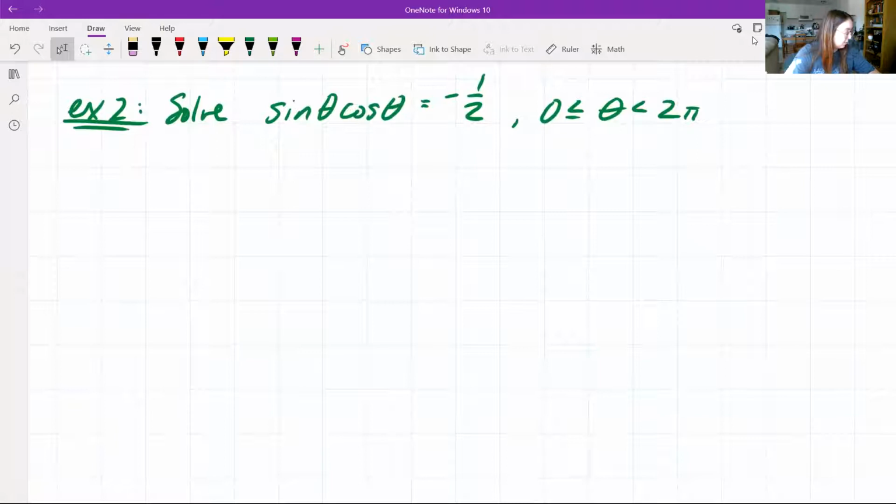For example 2, we want to solve sine of theta times cosine of theta is equal to negative 1/2 for theta between 0 and 2 pi. If there were a 2 in front of sine theta cosine theta, this would look almost exactly like sine of 2 theta. What we can do is turn this equation into 2 sine theta times cosine theta by multiplying each side by 2, which gives us negative 1. Then we can replace it with sine of 2 theta.